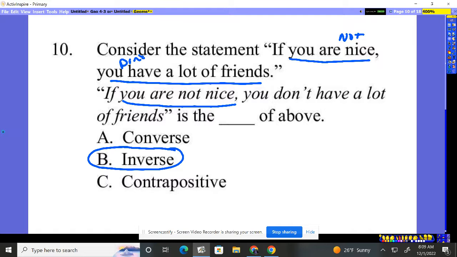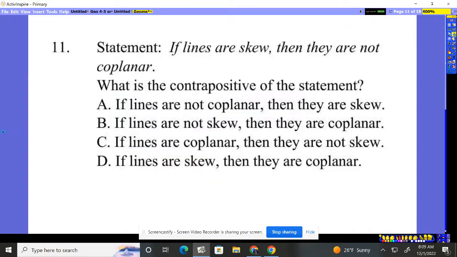Converse, again, is where you flip them. Contrapositive is where I do both the converse and inverse. But here it was inverse because we simply negated the if and the then part.